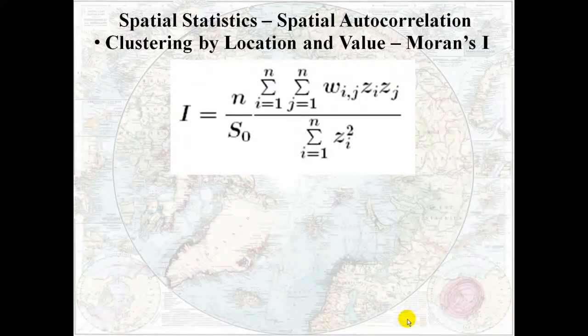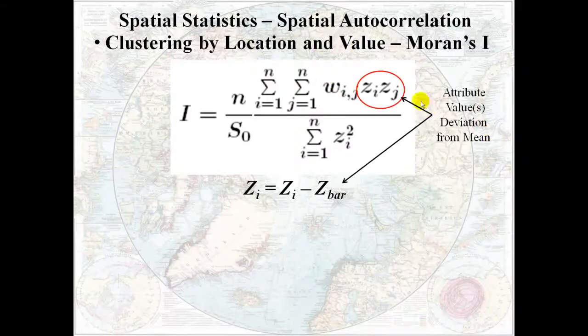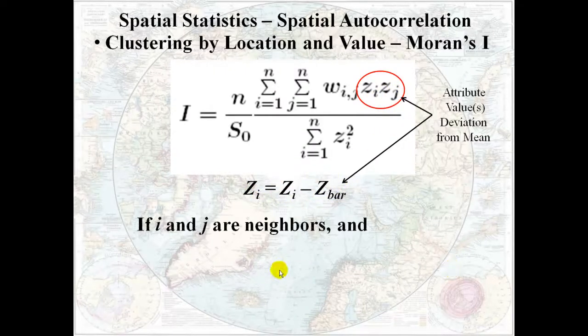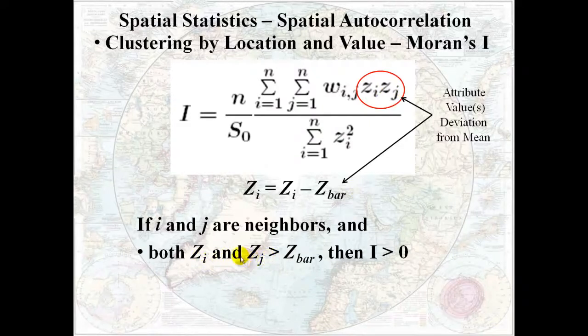Okay, Moran's I is one of the more popular methods of looking for clustering by location and value. What it does is it takes values of neighbors. So this would be the difference between a value and the average value at two different locations. So if i and j are close to each other, or they're neighbors, then we're going to compute the difference between the value at i and the average and the difference between the value at j and the average. If both of those are positive, so both of them are greater than the average, then we're going to say I is greater than 0.